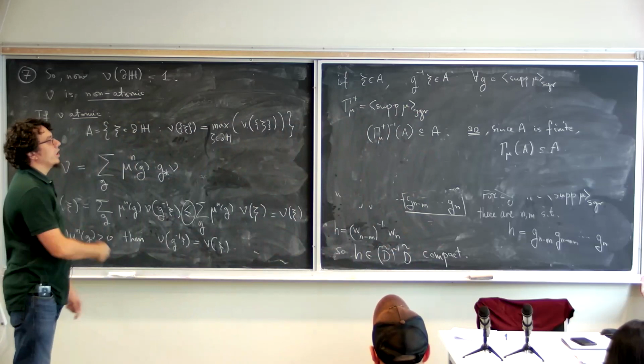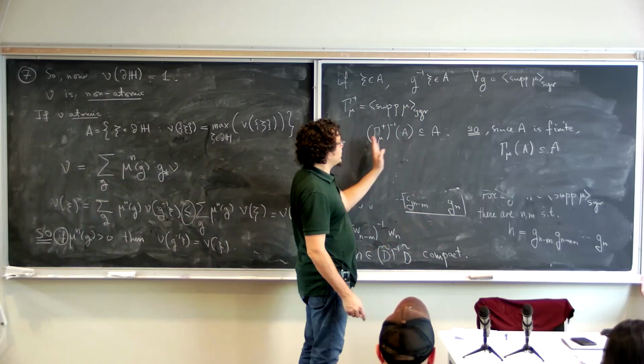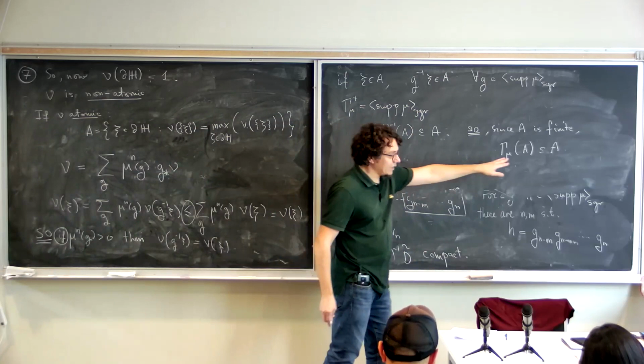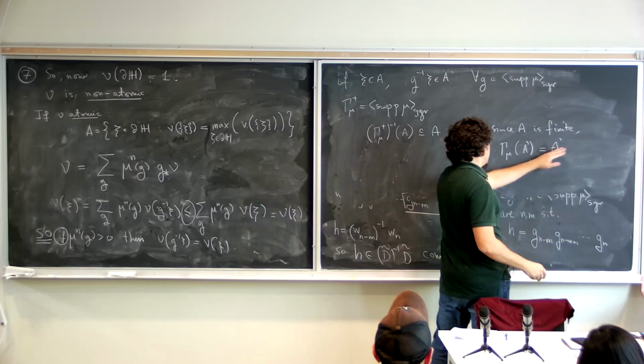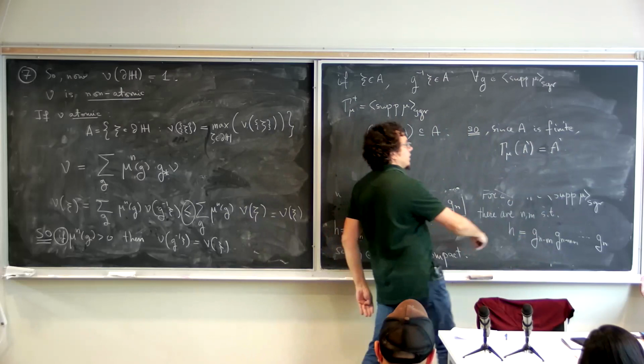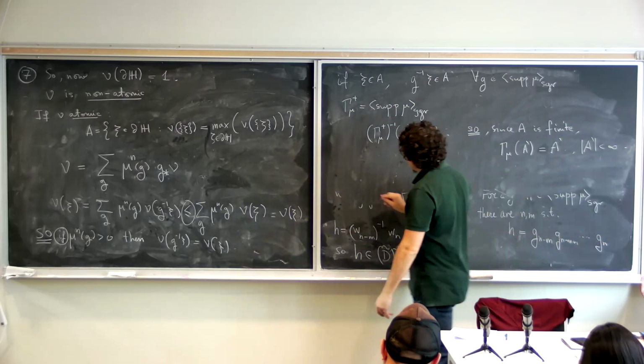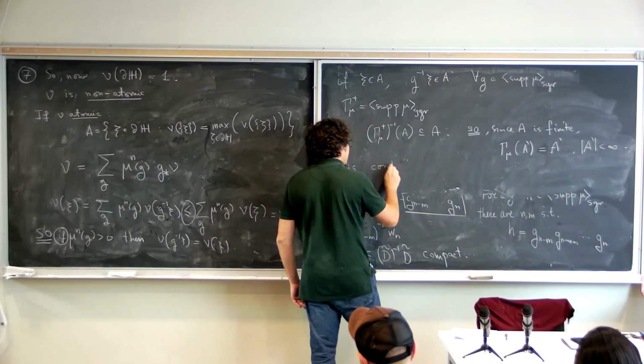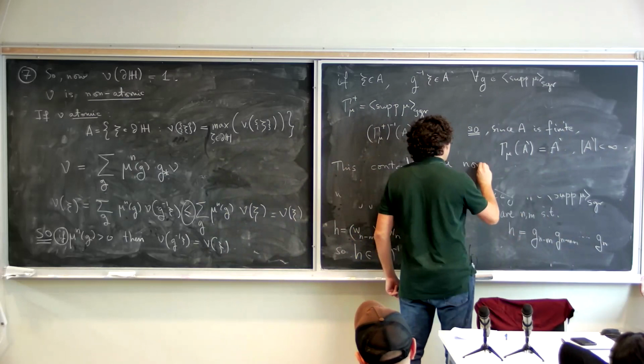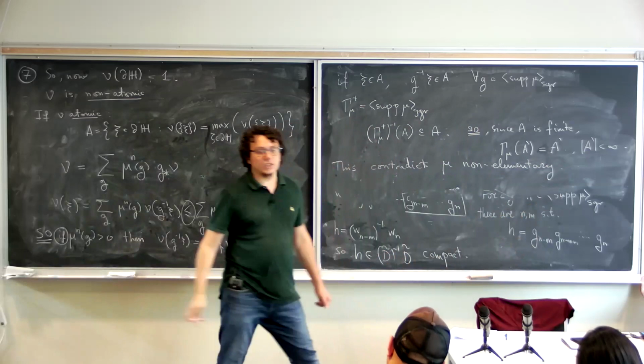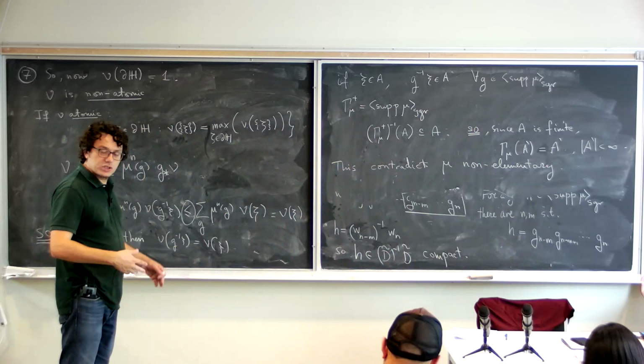So anyways, you see that this inverse semigroup fixes a finite set. So the whole group also fixes a finite set. Maybe it's a different one, maybe a slightly smaller finite set or something. But anyways, it fixes a finite set where A is finite. And so this contradicts the fact that mu is non-elementary. So again, another thing about non-elementary is that stationary non-elementary measures are non-atomic. Okay.